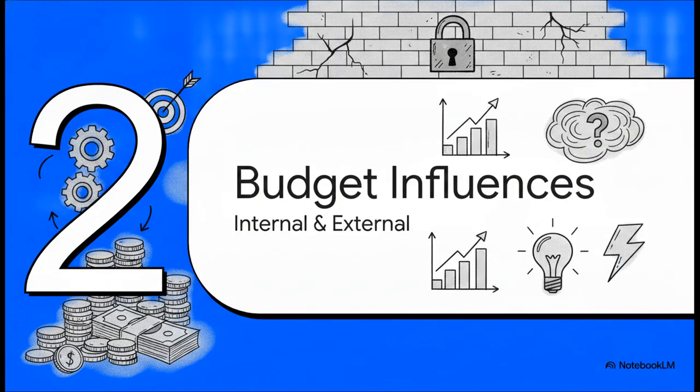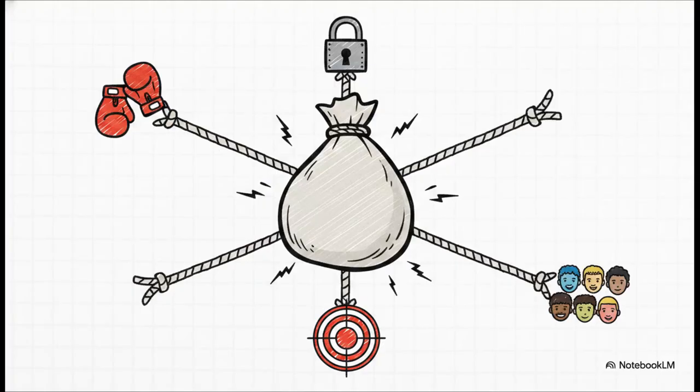Moving on to Section 2, Influences on Objectives and Budgets, Internal and External Factors. Excellent work on that first task. Now, obviously, objectives don't just exist in a vacuum. They have to be funded and executed within the constraints of the real world. A marketing budget gets pulled in a dozen different directions by internal and external forces.